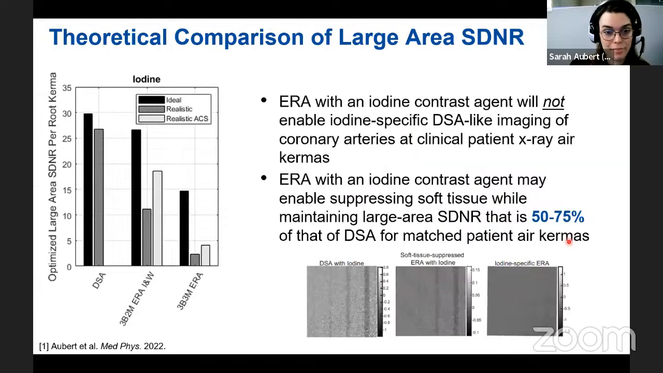And so what we concluded from this study was that energy-resolved angiography, when using an iodine contrast agent, is not going to enable iodine-specific DSA-like imaging of the coronary arteries at clinically relevant patient air kermas. We can see here that the quality of this image does not compare to our DSA image. We also concluded that our energy-resolved approach may enable suppressing soft tissue while maintaining image quality that was 50 to 75% of that of DSA, in that our middle image here was more comparable to our gold standard.